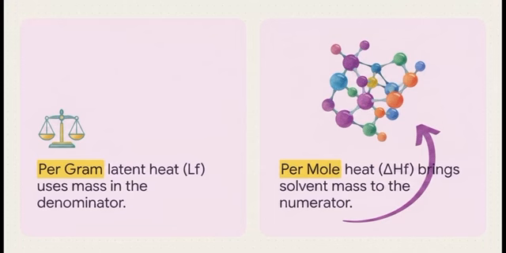Just as a quick tip, I do want to point out an alternative form of this equation that you might encounter out in the wild. Sometimes, instead of looking at the latent heat of fusion per gram, you'll be given the latent heat of fusion per mole, represented by delta Hf. Actually, if you use the per mole value, you simply bring the molecular mass of the solvent, M1, up into the numerator. Both forms are perfectly valid thermodynamically. It literally just depends on which units of latent heat you're working with.